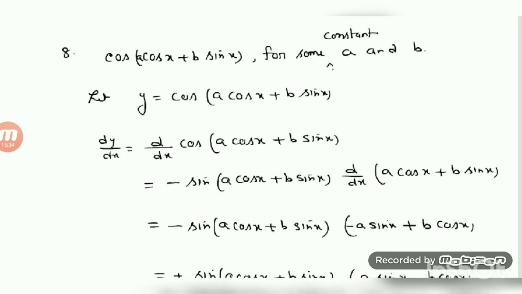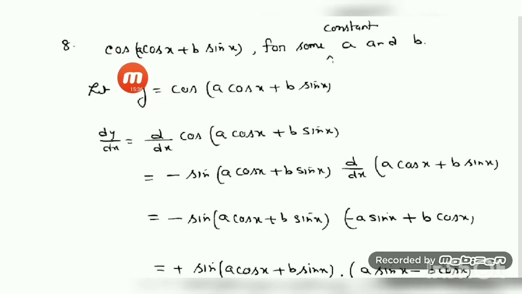Okay. Now let us go to question number 8. Cos of a cos x plus b sin x, for some constants a and b. Here a and b are constants. You have to find the derivative of this expression. Directly also you may do it. I have named it as y, but you can do it directly also. So d/dx of this one is equal to what?